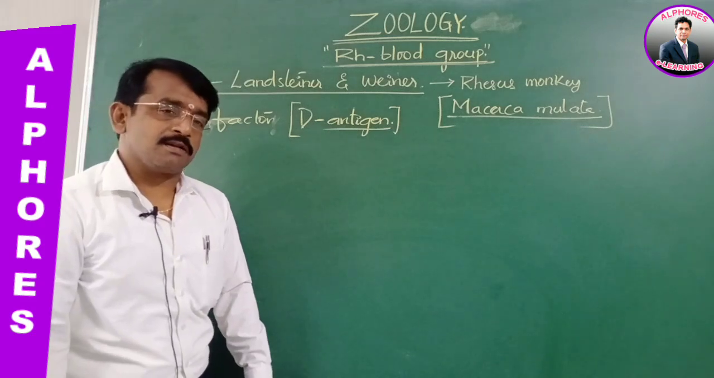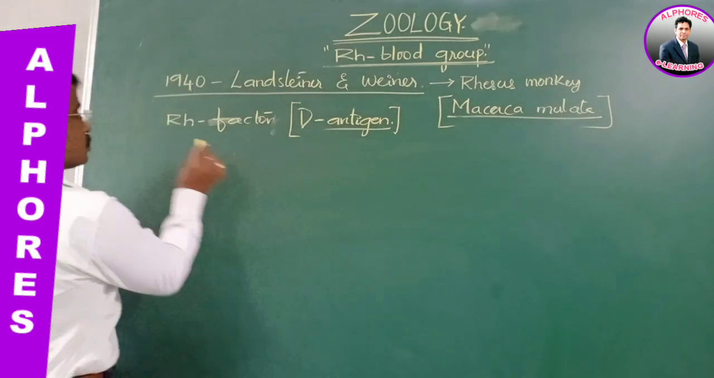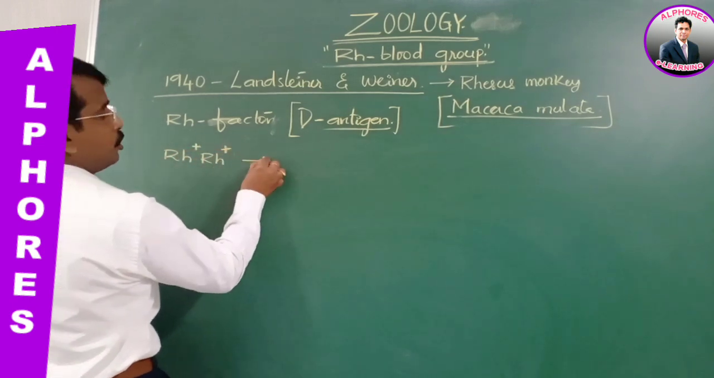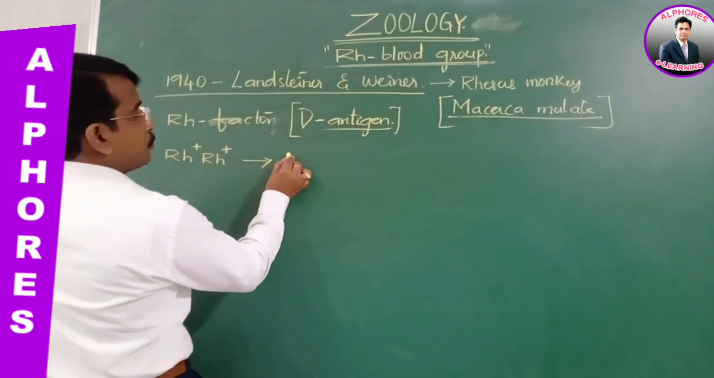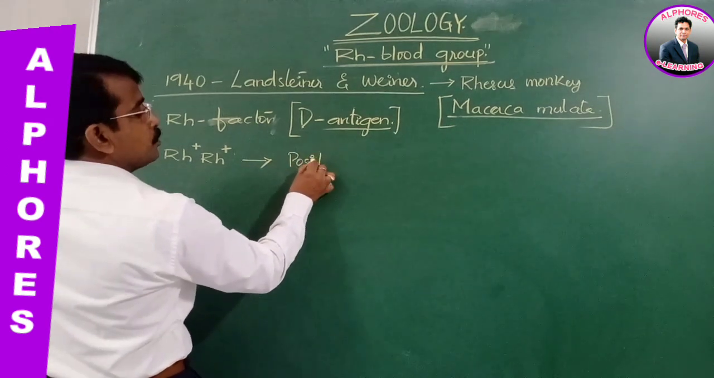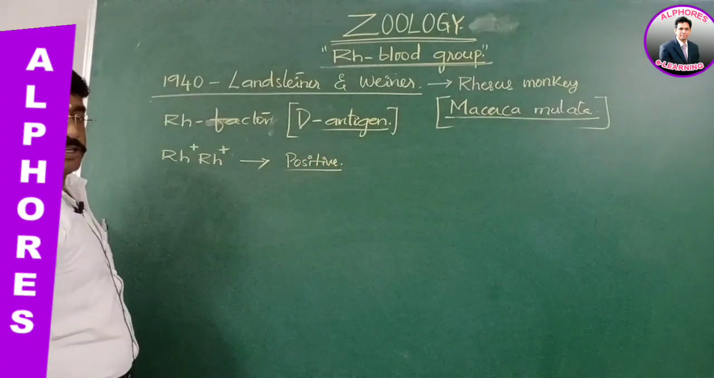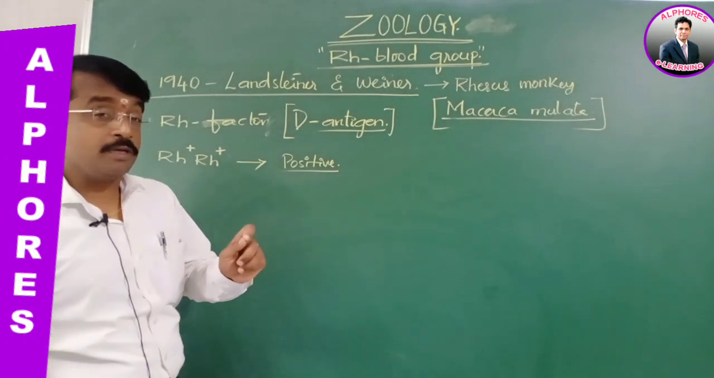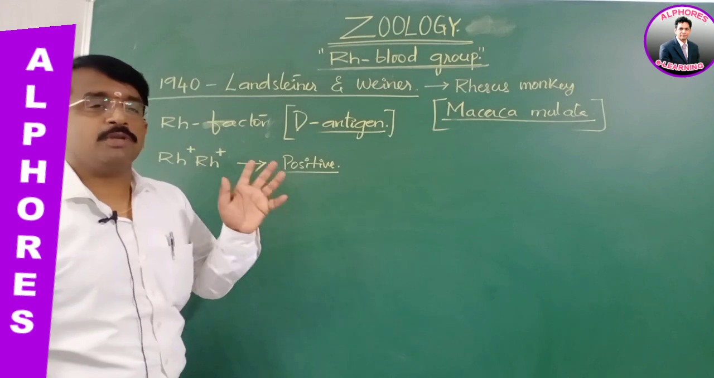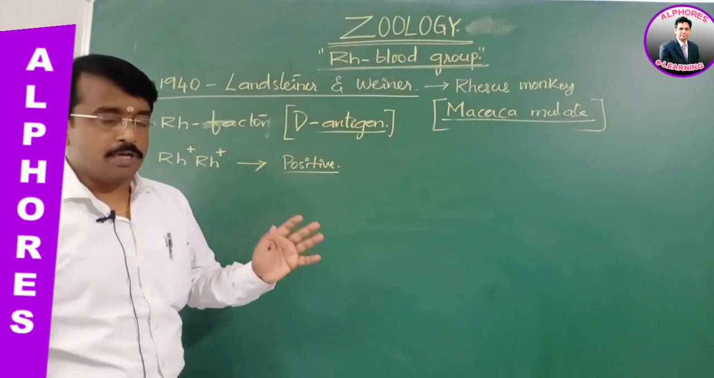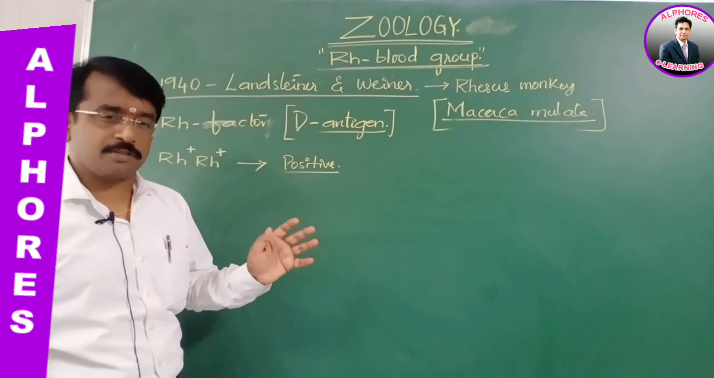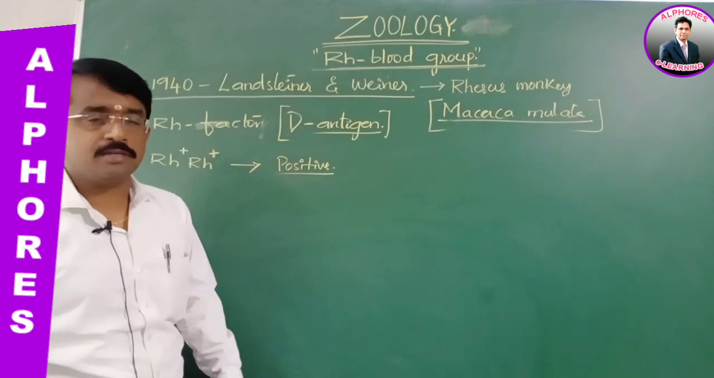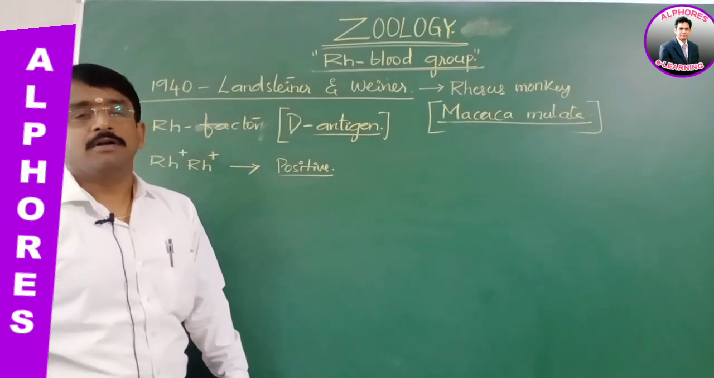The persons that have the Rh antigen are considered Rh positive. I repeat, the individuals that have the Rh antigen are said to be Rh positive. Basically, the antigen is dominant. A gene produces an antigen, so here the Rh antigen makes it the dominant trait.